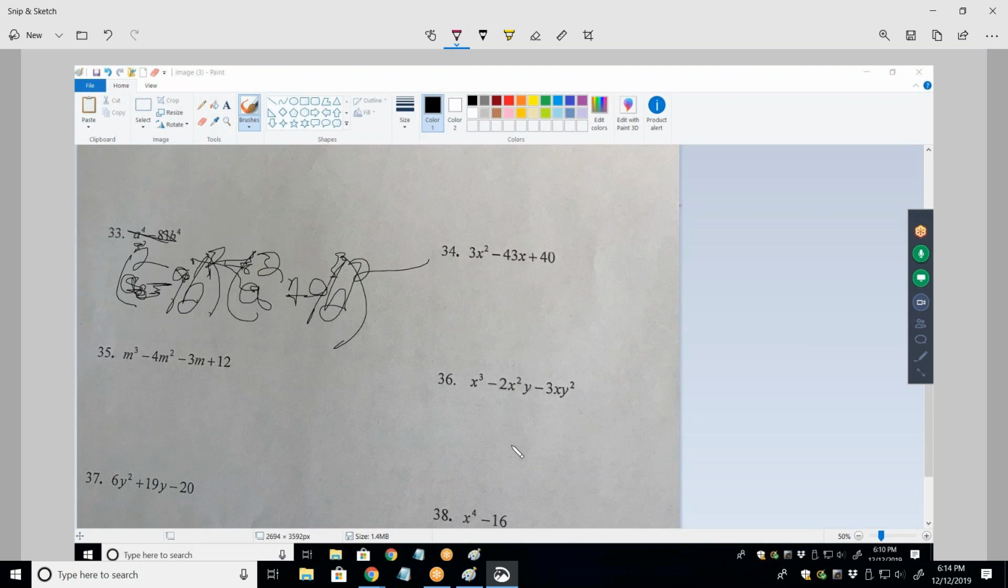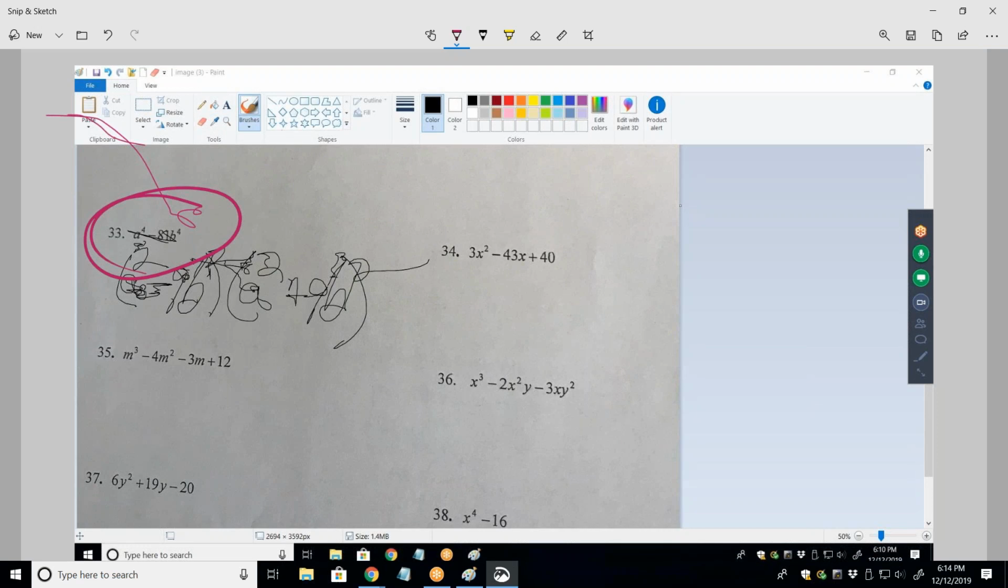Okay, so 43 is not divisible by 3. So there's no greatest common factor. Second thing, is it a difference of perfect squares? No. Now, if there are 3 terms, it's never going to be a difference of perfect squares. You get a difference of perfect squares when there are just 2 terms, and they're being subtracted.